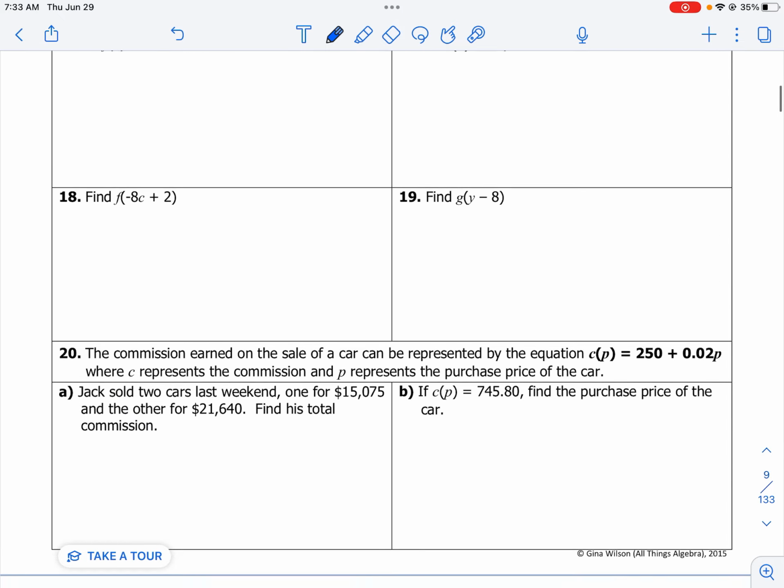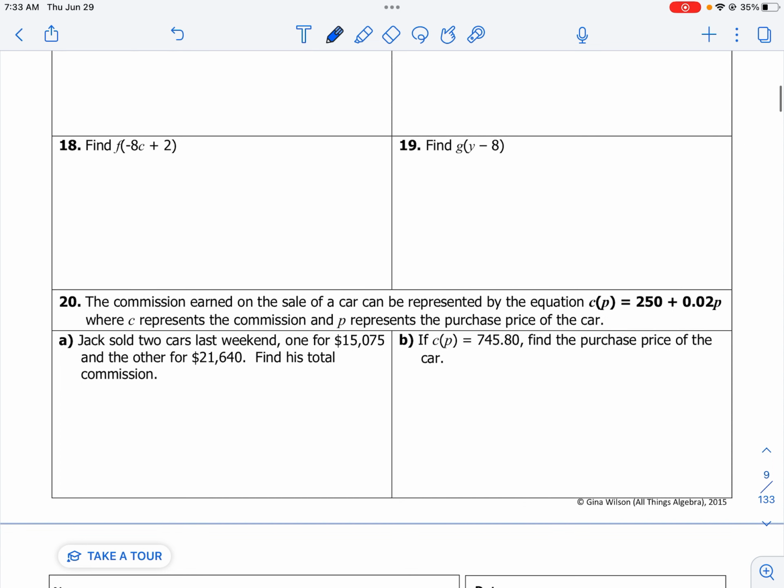Okay, the second question that we talked about was this word problem. I'll do part A for you. We're given a function that represents the commission made on the sale price of a car. Jack sold 2 cars last week for this amount of money. I believe this came out to $36,715. And that, in this case, represents P, the purchase price of the car. And so we want to find his commission, C of P, based on how much he sold.